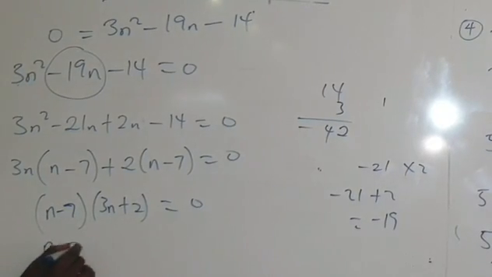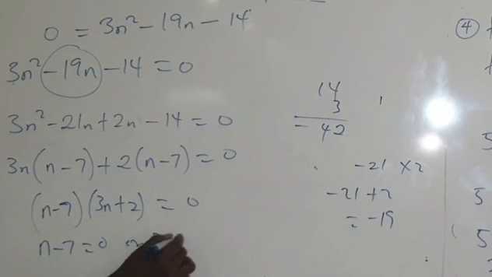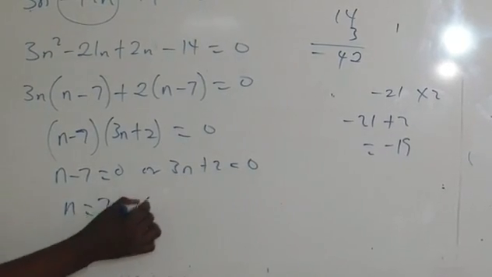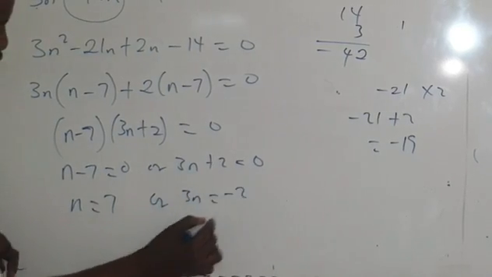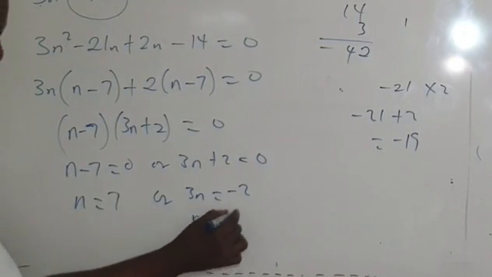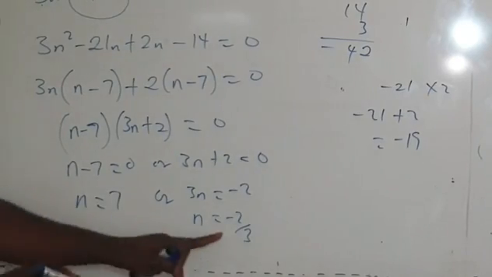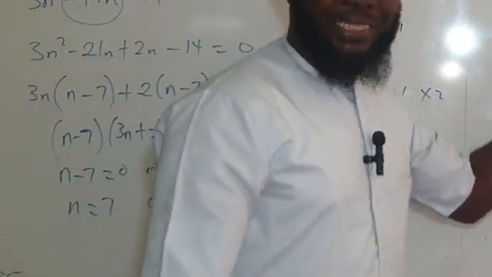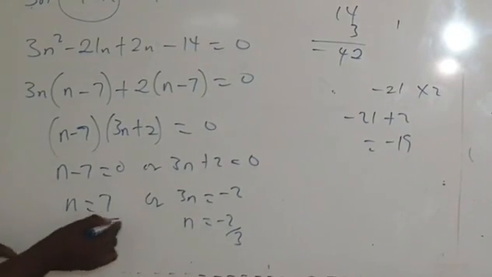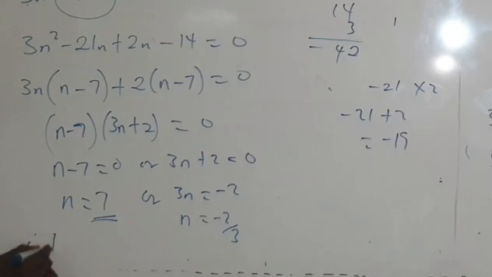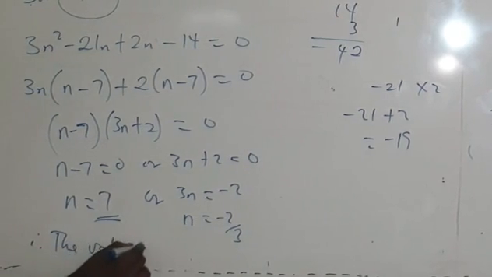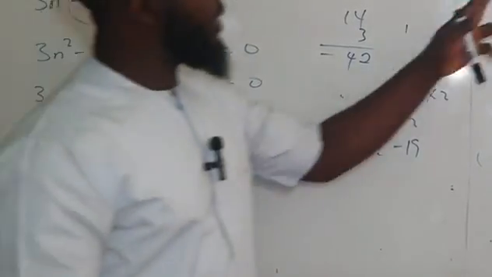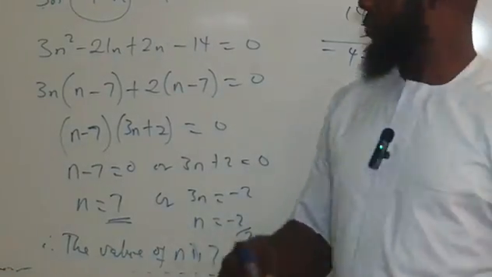So we can then solve this one. This will be n minus 7 equal to 0, or 3n plus 2 equal to 0. So therefore we have n equals to 7, or 3n equals to minus 2. Then that is n equals to minus 2 over 3. So we cannot have negative as a base. You understand? We cannot have negative as a base. So which means the value of n is 7. Therefore, the value of n is 7. That is the base here, 7. So that is that on addition and subtraction of number bases.